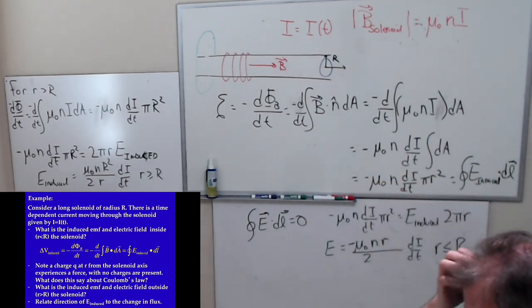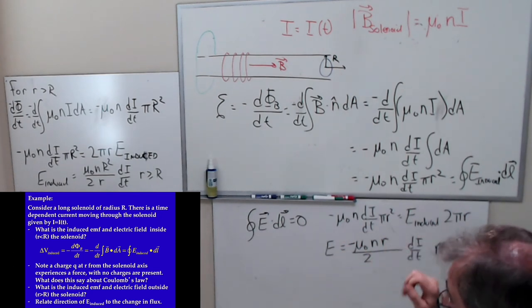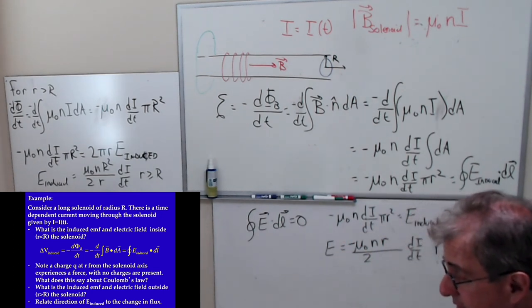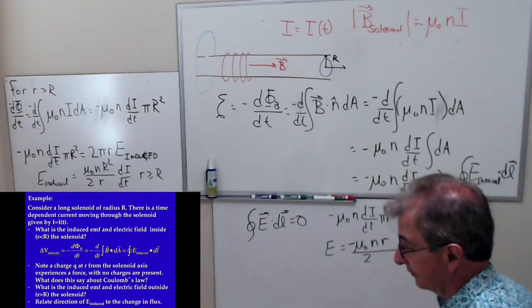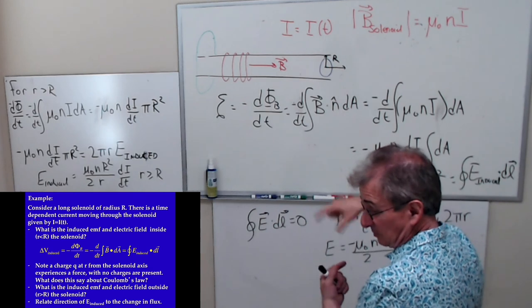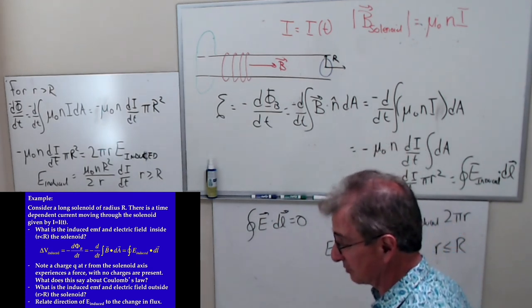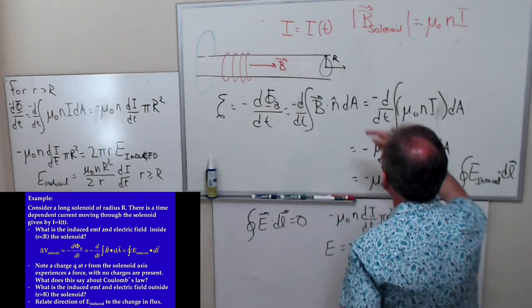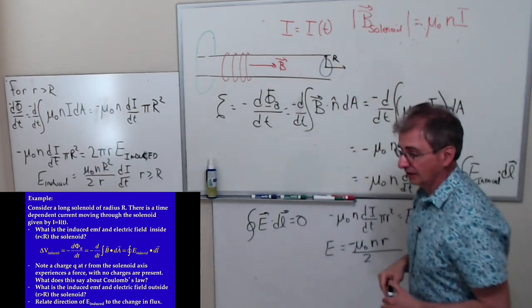Okay. So I have a video of this where I go through it in a lot more detail. And I actually explained why the electric field has to be azimuthal, in other words, in this direction. Okay.